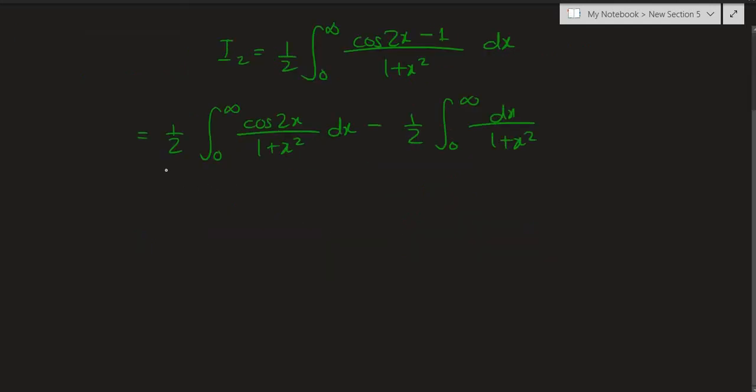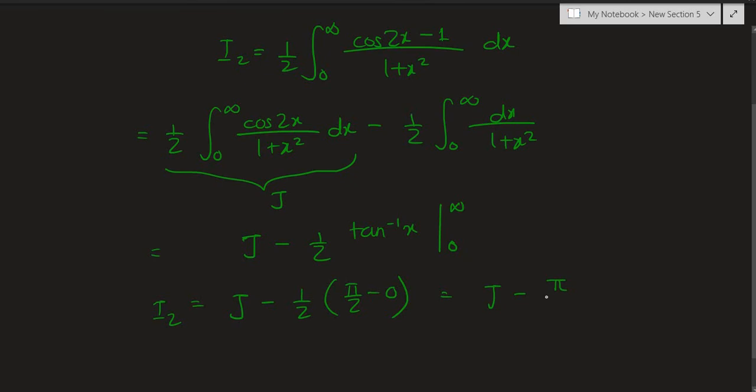For our purposes, let's call this j, and we'll do this on a fresh page now, because this is quite complex, unlike what we had for I1. So let's just write j, and we'll do it at the end of this. So we have j minus half of, well, this is easy, right? Integrating this is easy. We have inverse tangent of x from 0 to infinity. So I2 is just j minus half of tan inverse of infinity, which is pi over 2, minus tan inverse of 0, which is 0. So we have j minus half of pi over 2, which is pi over 4. So j minus pi over 4. Let's do j on the next page.